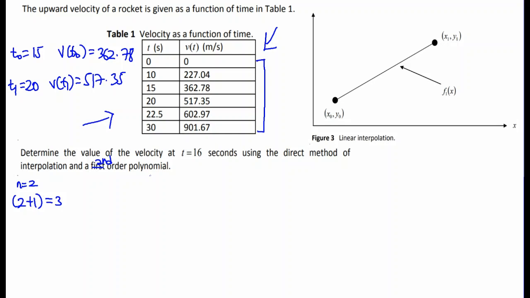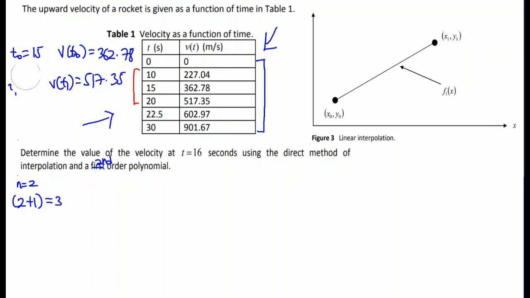So in this case, you are going to need 3 data points. And then you want to find the time at 16 seconds. So let's consider the data points so you can have 16 seconds in between. In this case, you can consider from 15 to 22.5 because you're going to have 16 there, or you can consider from 10 to 20. We are still going to have 16 there, so it depends on the one that you want. In this case we are using 3 data points. So I'll consider from 10 to 20.